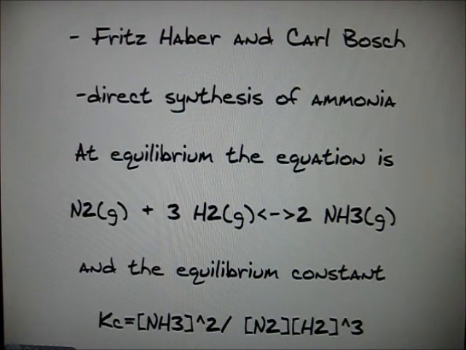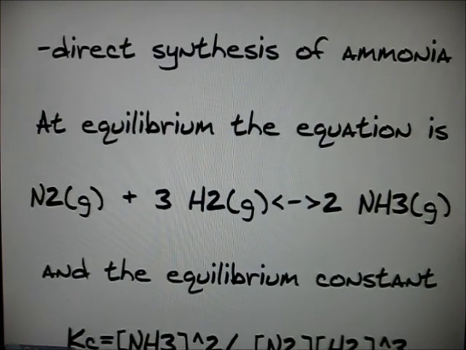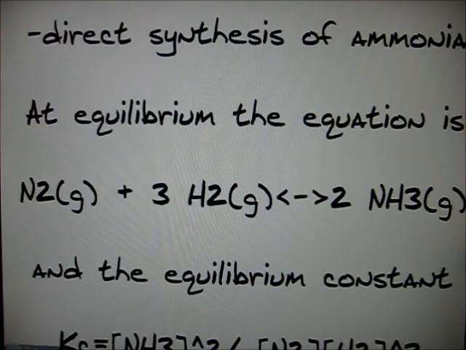At equilibrium, the direct synthesis of ammonia is hydrogen gas plus nitrogen gas. And to find the equilibrium constant, all you would need to do is multiply the concentration of the product by its coefficient in the equilibrium equation and divide it by the product of both reactants multiplied together with their coefficients, like so.